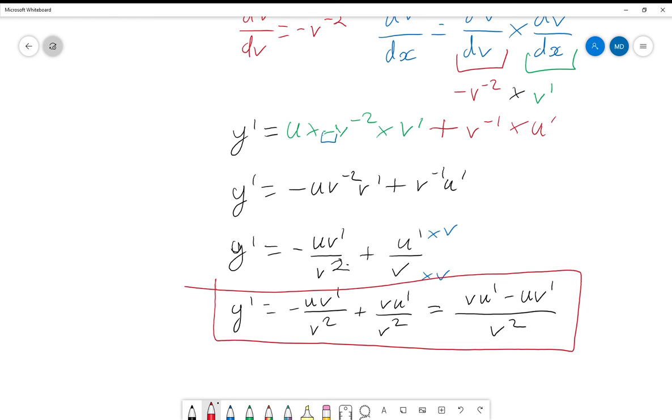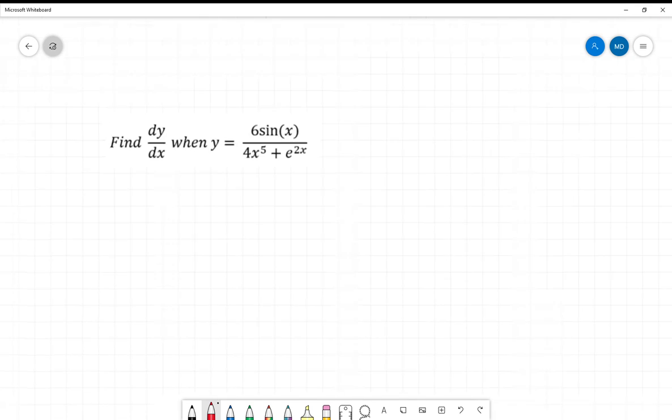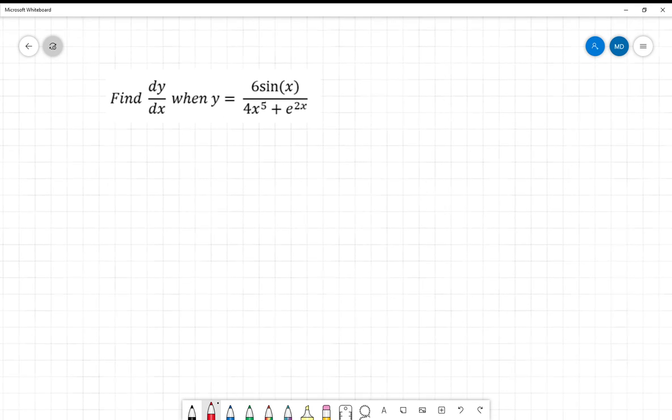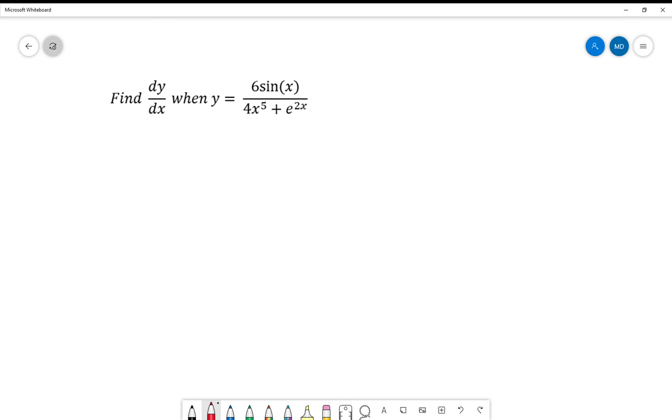Okay, now let's use that quotient rule in a problem. So here's a problem. Find dy by dx when y is equal to 6 sine x over 4x to the 5 plus e to the power of 2x. And so in this case, we've got u is equal to 6 sine x, and we have v is equal to 4x to the 5 plus e to the 2x.